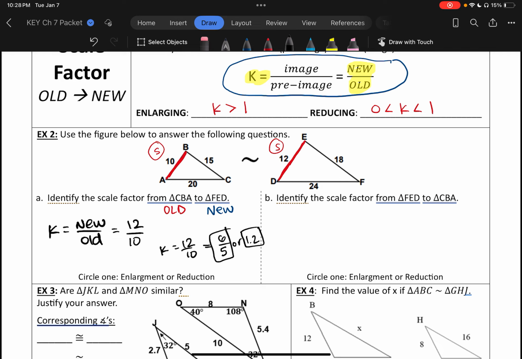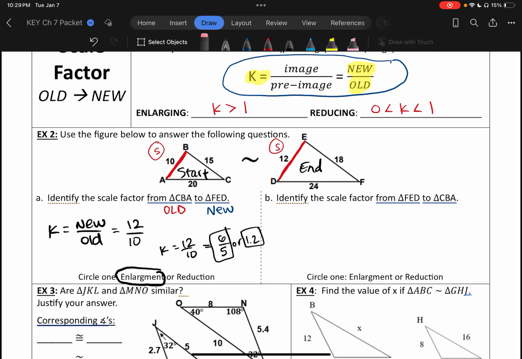So I'm writing it in both fraction and decimal so that you can better understand, well, is that scale factor greater than 1? Well, 1.2, yeah, it's bigger than 1, so that tells us we have an enlargement. You could also just tell by looking at the numbers. If I start here and end here, look at the numbers. What's happening between 10 and 12? It's getting bigger. It's enlarging.